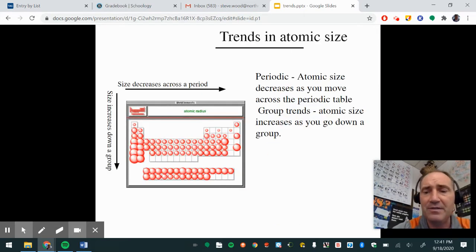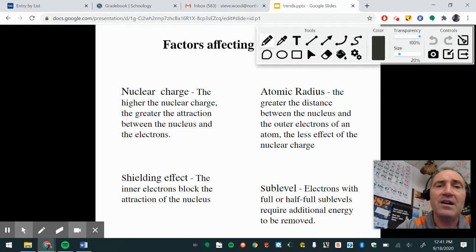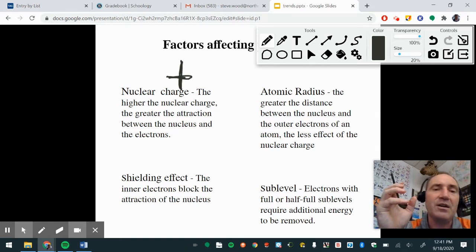Trends are just patterns on the periodic table. They're going to be nuclear charge, which we just talked about. It's how good that nucleus is at drawing in electrons. If that nucleus has lots and lots of protons in it and the electrons are really, really close to it, they're going to be really drawn in, and that would cause it to have certain properties. So nuclear charge represents the charge on the nucleus, and that's one of the factors.